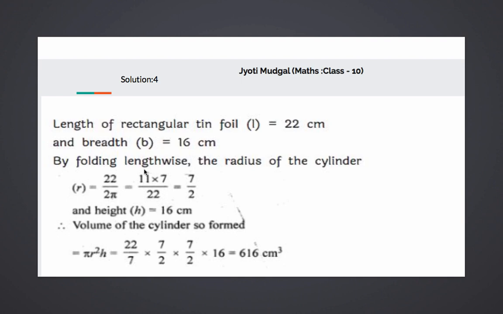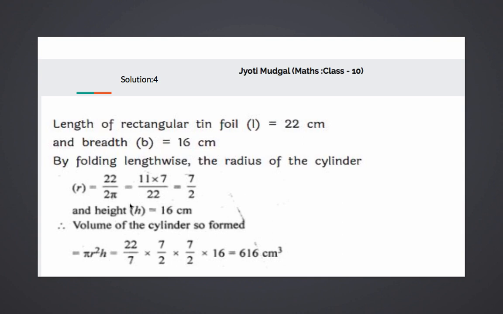Pi r square H. Now in the question, neither the radius nor the height is given. But I know one thing. For this rectangular sheet, when I fold it lengthwise, the height will be same as that of the breadth. I explained to you, students, this will become the height of the cylinder when I fold this lengthwise, right? So this 2 pi r, that is the circumference of the circle, will be equal to the length. So here I have used the formula 2 pi r equals 22, which is the length, which gives me radius r as 22 upon 2 pi. Put the values. What do I get as the radius?